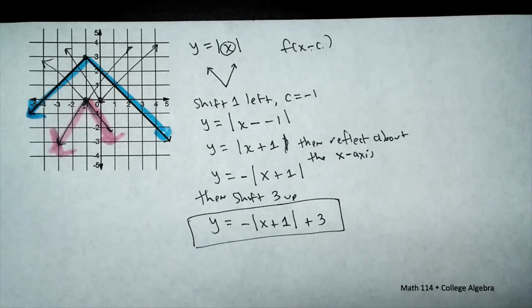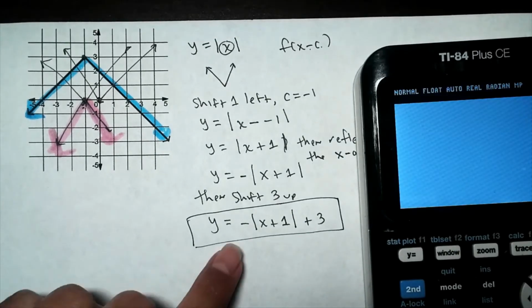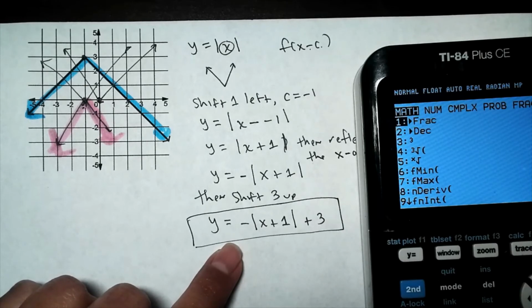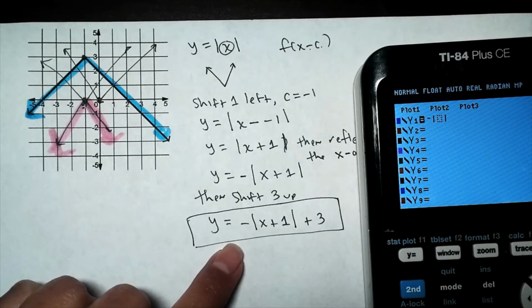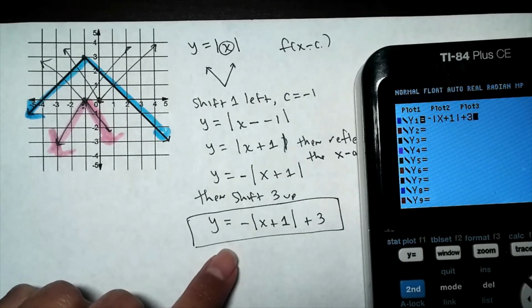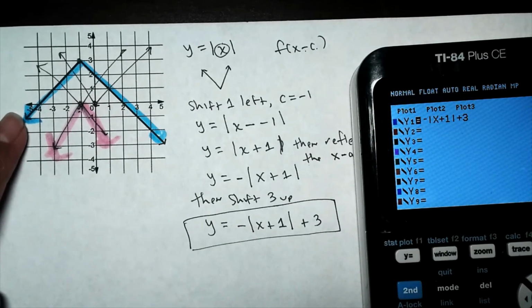And if you wanted to check, it's something that I failed to put. I wasn't planning on doing this. I didn't have my calculator near me. Let's go ahead and graph what we have. So we have y equals negative absolute value. I don't use this a lot, so I just found it. Absolute value of x plus 1. And then we add 3 to it.